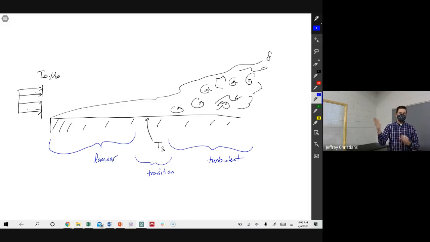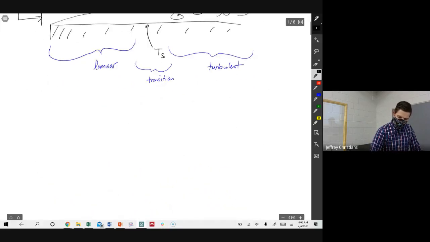There are also really flow and geometry dependent aspects to when this actually starts. But generally we can characterize which flow we're in using the Reynolds number, just like we would in fluids. For those in fluids, we've just introduced this.